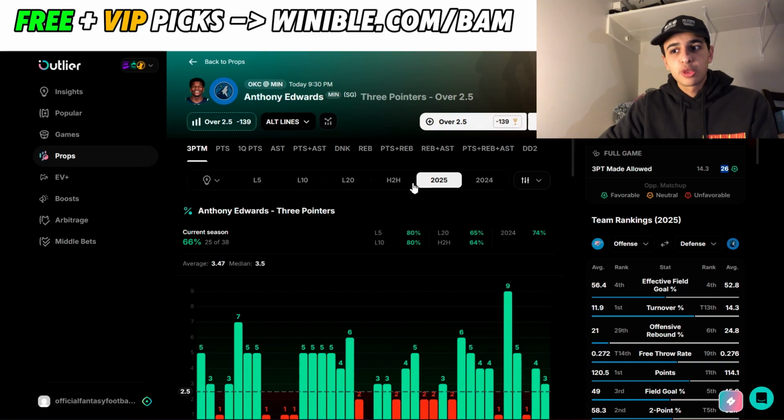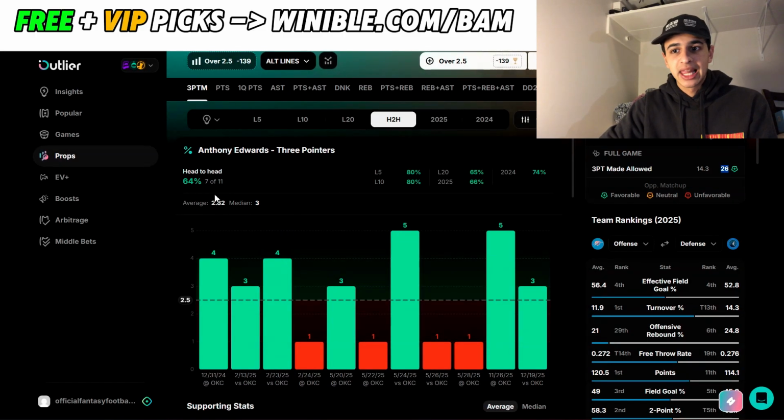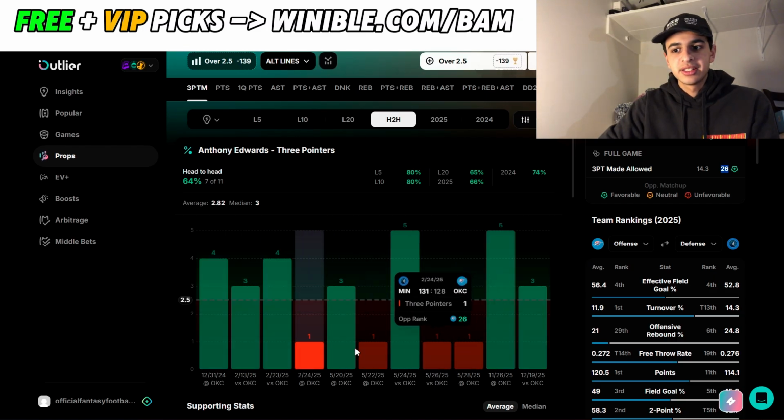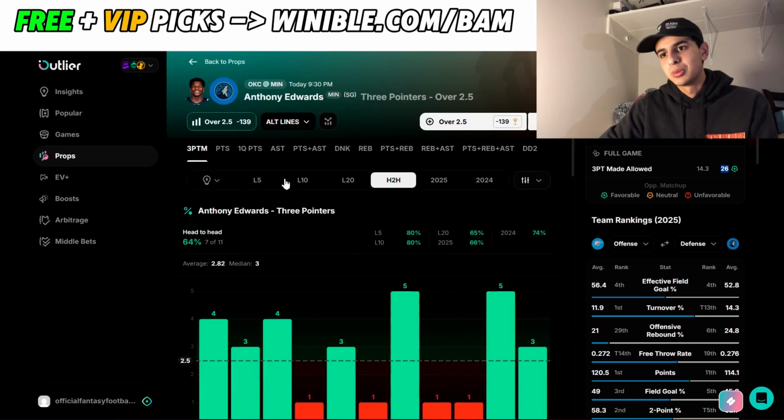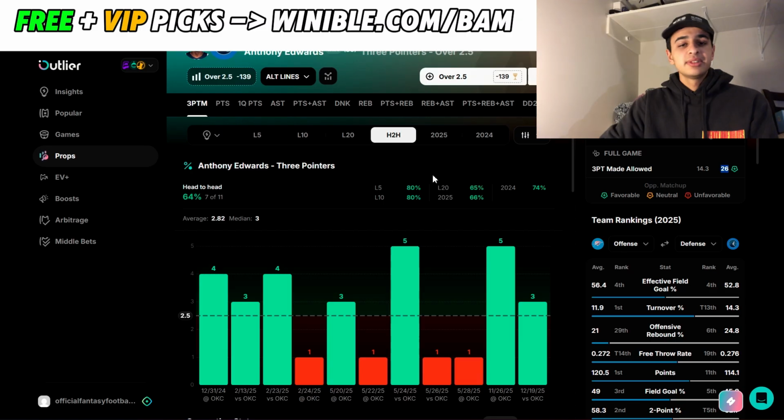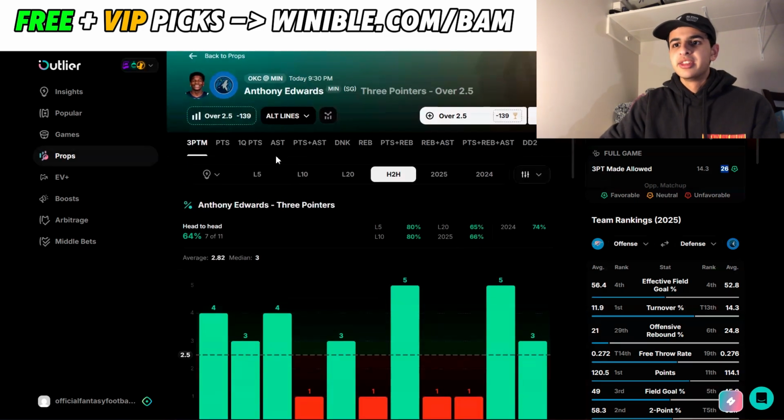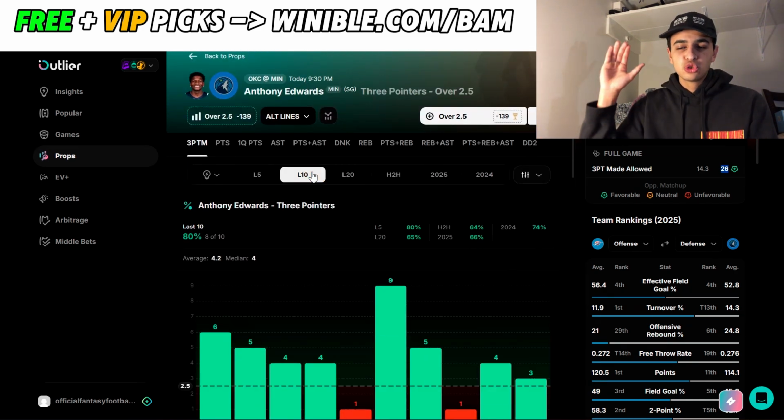Anthony Edwards thrives against a defense like this. In 11 games that I've pulled up here, the last 11 times that Ant has faced OKC, he's hit in 7 of them. And those last few times that he missed were actually in that tough final series that they were playing. In this season, he's hit in both games against OKC, averaging 4 3-pointers. All we need from right here is 3. So this is one of those locks that just feels super, super good.